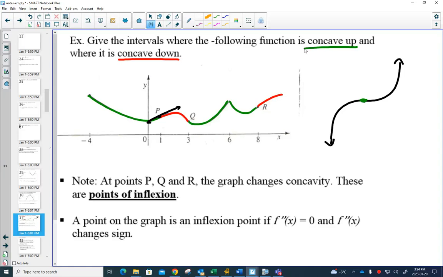We'll add our inflection points. And in order to say that something's an inflection point, you have to show two things. You have to show the second derivative is 0, and you need to show that the second derivative changes sign. It's not enough just to say it changes sign, and it's not enough just to say that it equals 0.